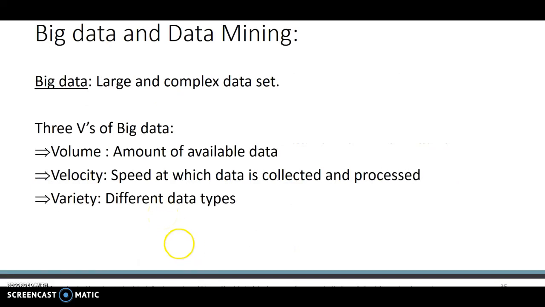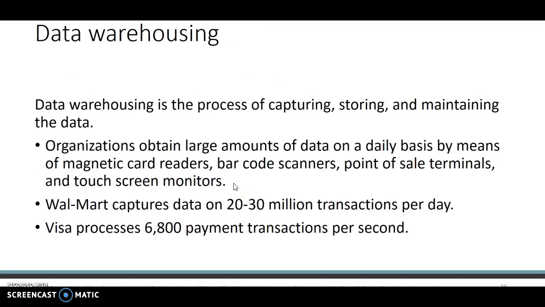Big data and data mining. Big data, large and complex data set. We have 3 V's of big data: volume, velocity, variety. You can read the definitions here. We have data warehousing, which is a process of capturing, storing, and maintaining the data. If any of you have read the news lately, many of our online social networks data warehouse on us. They keep information of where you are, storing it, maintaining it, and then they sell it to other people.